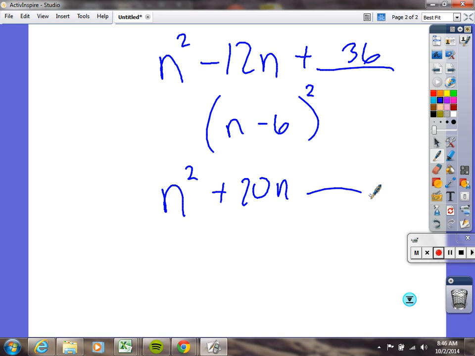One second, I want people to think. What goes in the blank? Go ahead, Bryson. 100. Explain, Bryson. 10 times 2 is 20, so therefore this would have been n plus 10 quantity squared to make it this perfect square trinomial, right? This divided by 2 is 10.